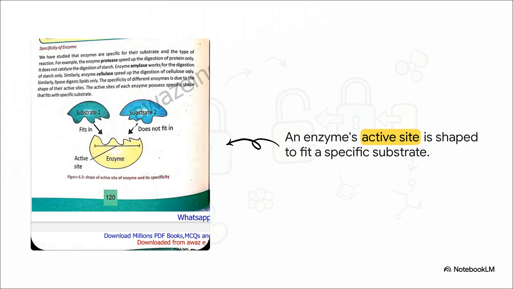And this diagram just shows it all so perfectly. Take a look at substrate 1. You can see its shape is what we call complementary to the enzyme's active site. It just slots in there perfectly. But now look over at substrate 2. The shape is all wrong. It simply cannot bind. The enzyme just rejects it. It's this simple, but incredibly powerful, system that prevents the wrong reactions from ever happening.